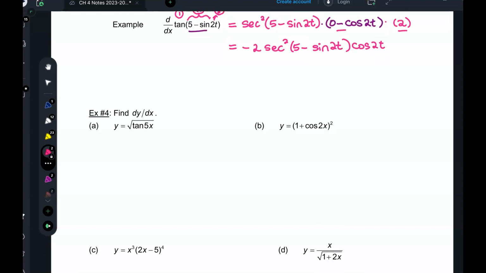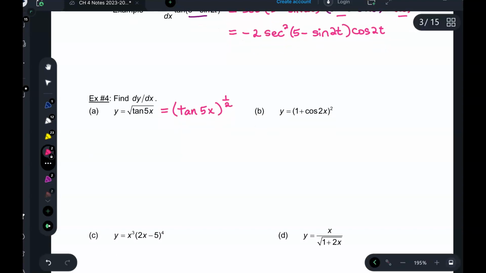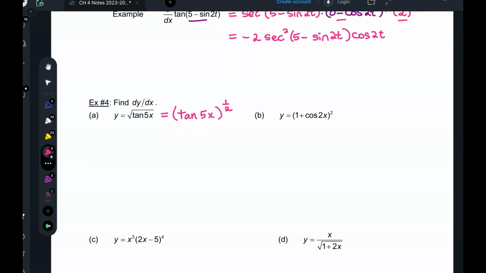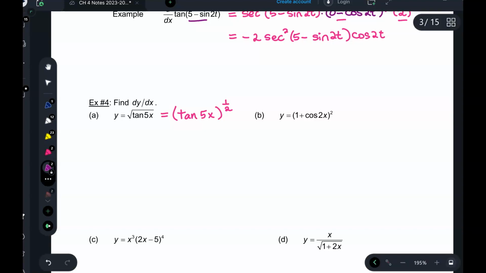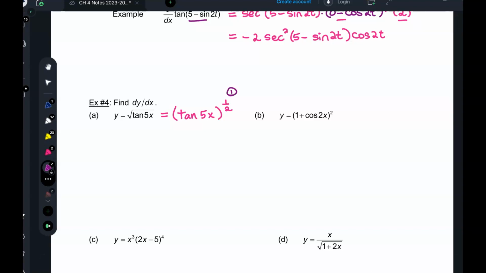Okay, so yeah, Gabe, I'm going to rewrite this as tangent of 5x to the 1/2. So let's talk about how many steps we have. What's the first step we're going to have to take care of? The outermost function is the 1/2. So that's my step 1. What's my next function going to be? Tangent. And then 5x, that's going to be my third step.